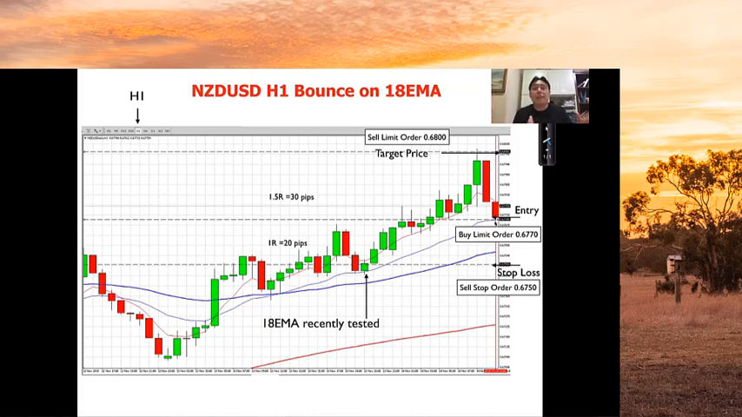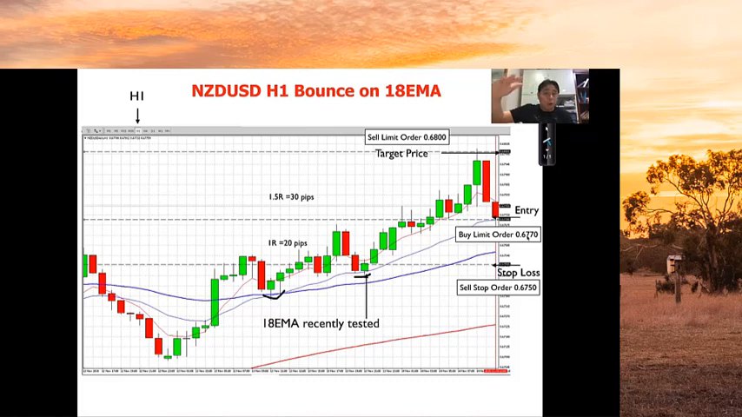Again, check. Has it been tested before recently? So going back, I can see, hey, the 18 EMA was tested before. Again, one test is good enough and I'm confident that it's going to bounce off that. So again, I put my buy order ready to be triggered once it comes down. So my buy order right at the 18 EMA at 6770.